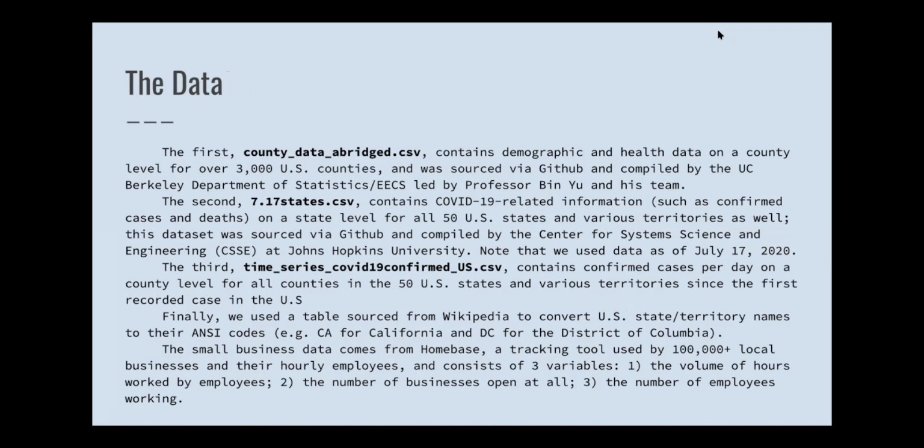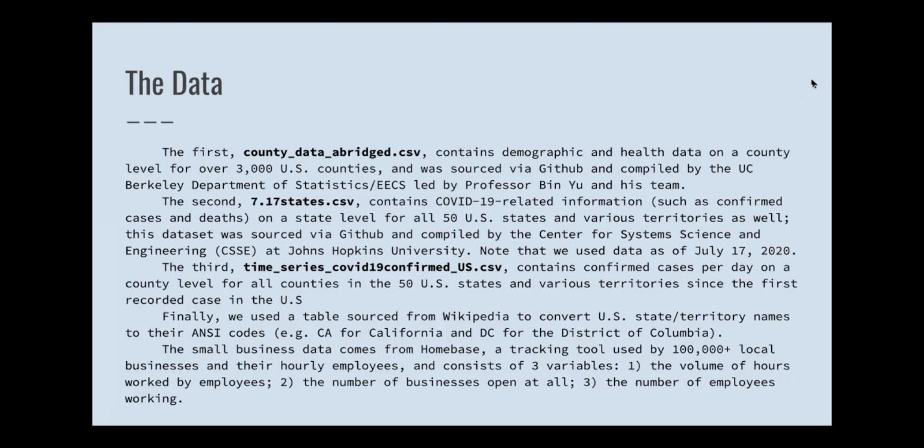Like Simran talked about, we focused on two main goals for this project. And to accomplish these goals, we had to get a lot of different data sets from a lot of different sources. So the first data set that we used was a county data abridged version that we found on GitHub. The data was accumulated by the UC Berkeley Department of Statistics and EECS, and the team was led by Professor Bin Yu. The dataset contains demographic and health data on a county level for over 3,000 US counties.